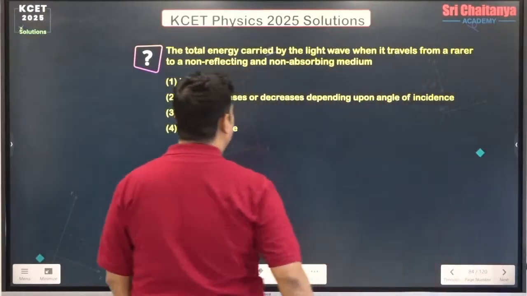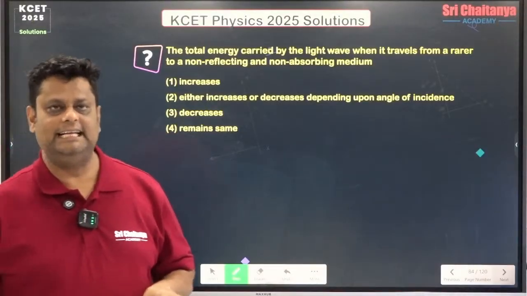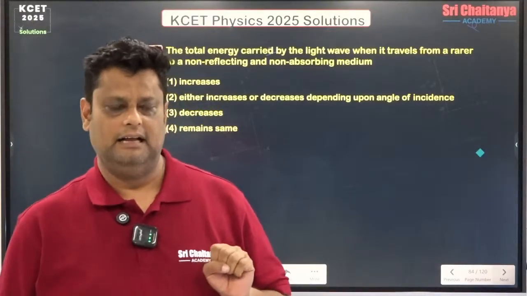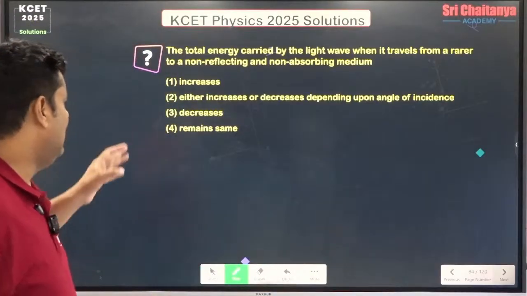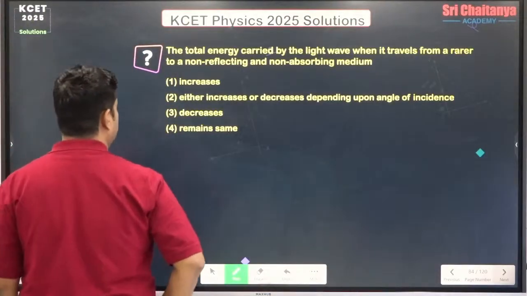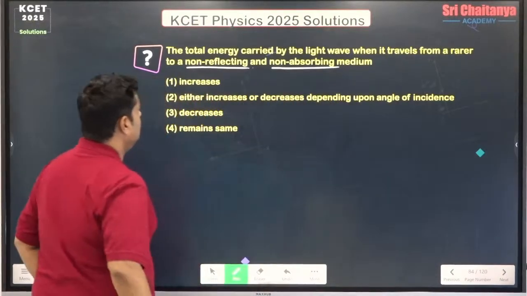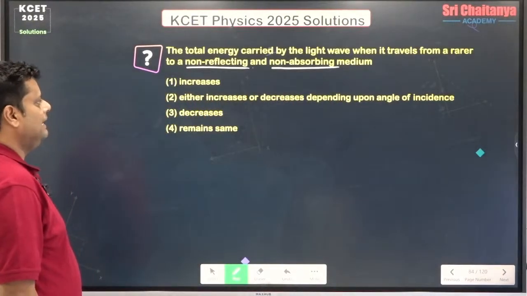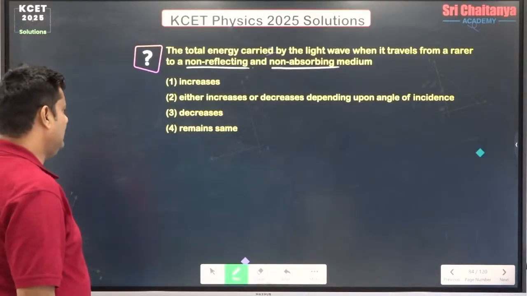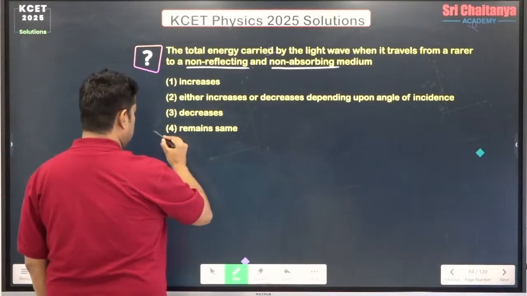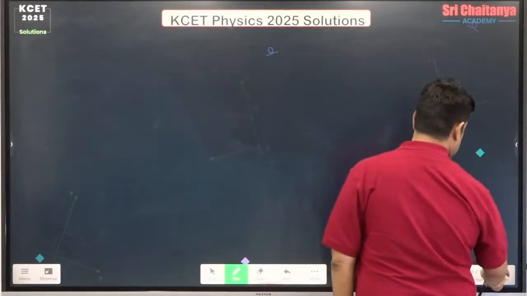The total energy carried by the light wave when it travels, if the light is striking a surface which is non-reflecting and non-absorbing, given that it is a non-reflecting and non-absorbing medium. So the total energy carried by the light wave when it travels from rarer to the non-reflecting medium will remain the same. There will be no change in the energy of the light.